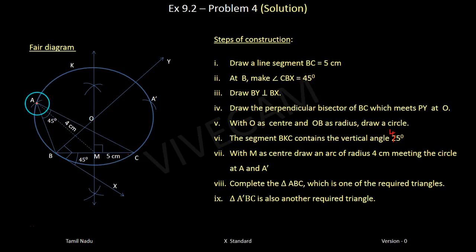What is a median? A line joining the vertex to the midpoint of the opposite side. So BC is the opposite side and A is a vertex. So this length has to be 4 cm as per our requirement. And that is why with M as a center we are drawing this arc of 4 cm in length.